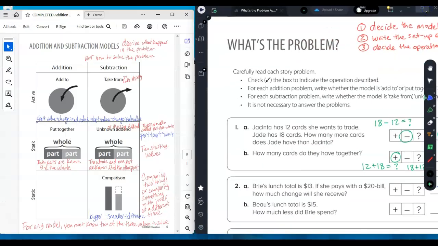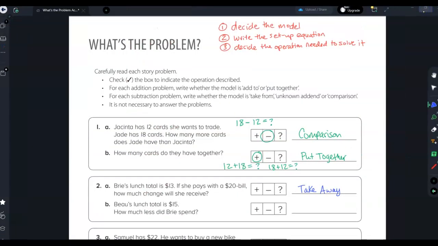So for our take from problems, the equation should be the starting value minus the amount of change equals the ending value. So here our starting value is the $20 she has. And then how much are we changing it by? We're changing it by however much her lunch costs, in this case 13. And then we want to find out how much she will end up with, right? So how much change she will get. So that would be our setup equation then to find the ending value, the change. And so how would I solve that? I would simply do 20 minus 13. So this is a subtraction equation, and I would use subtraction to solve it.